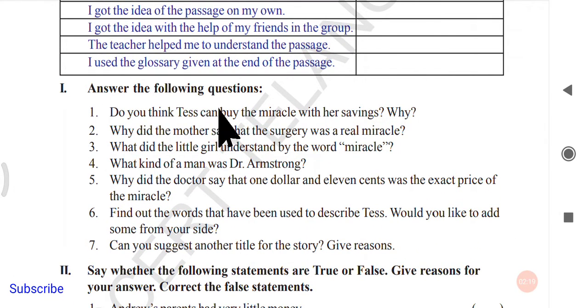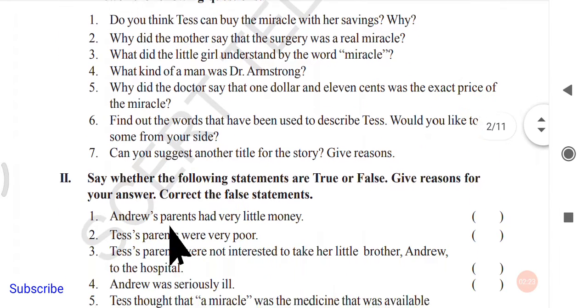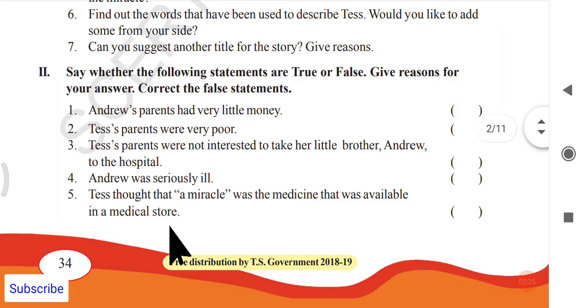Next we have questions. Answer the following questions based on the text. Please do that; I cannot explain that here. Next we shall go through the true or false statements. Roman number 2: whether the following statements are true or false, give the reasons for your answer and correct the false statements. So we have to see whether the statement is true or false. If it is false, we have to give the correct statement.